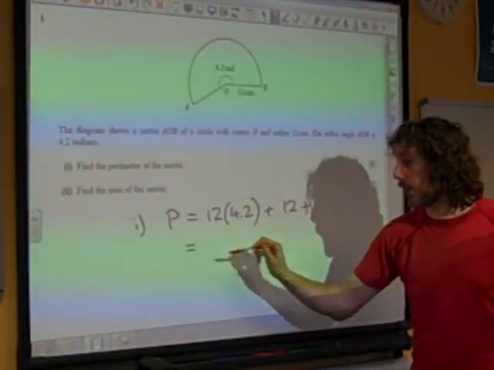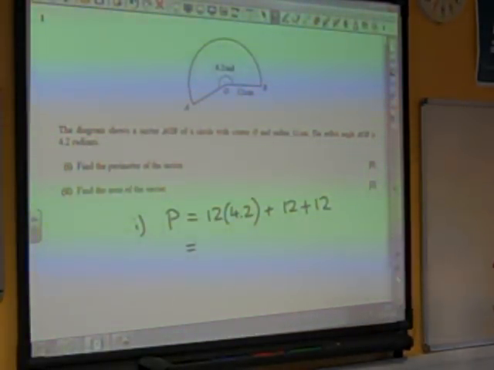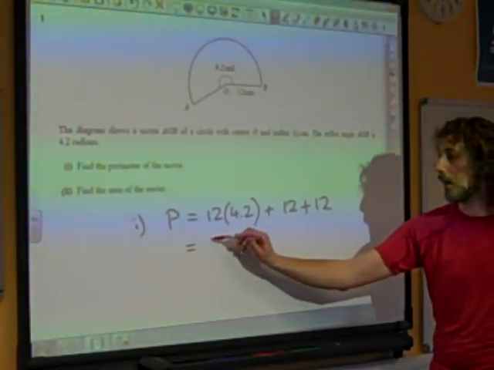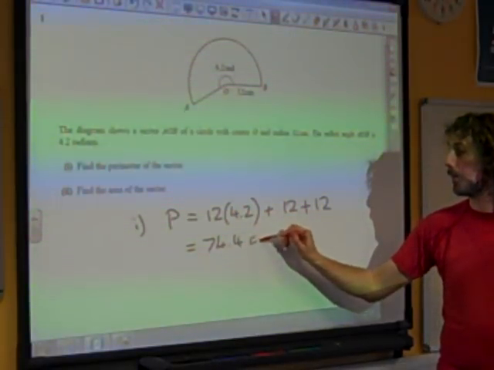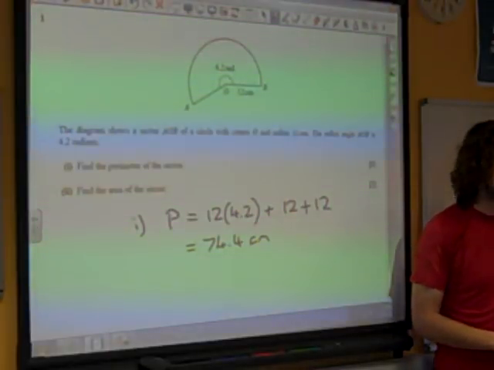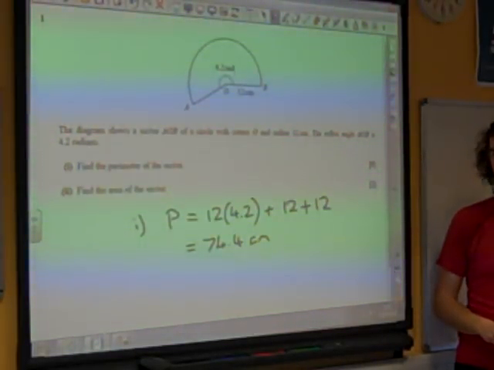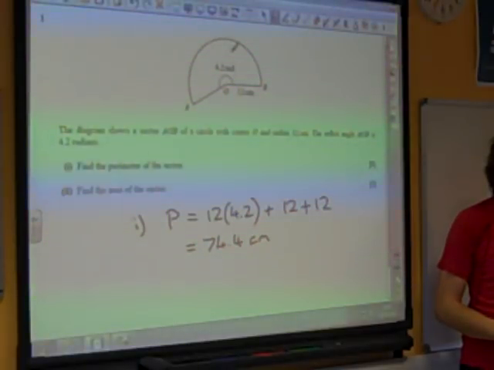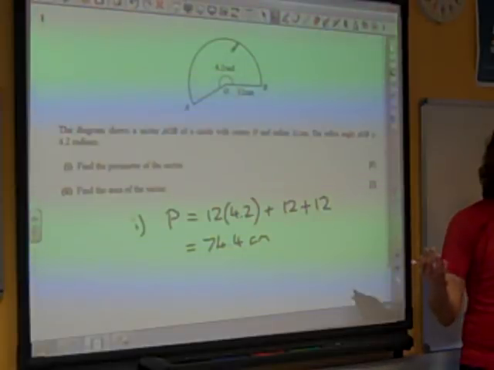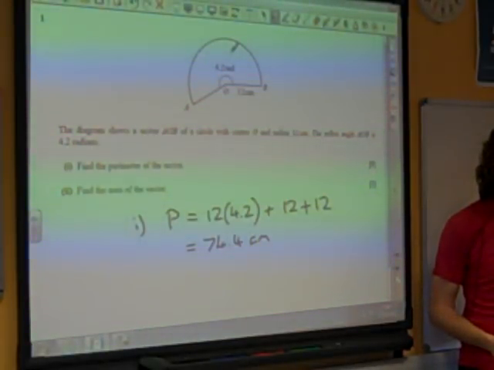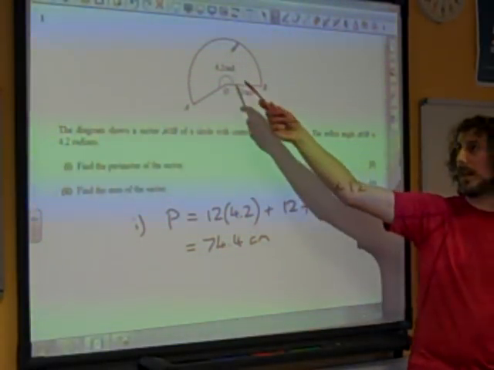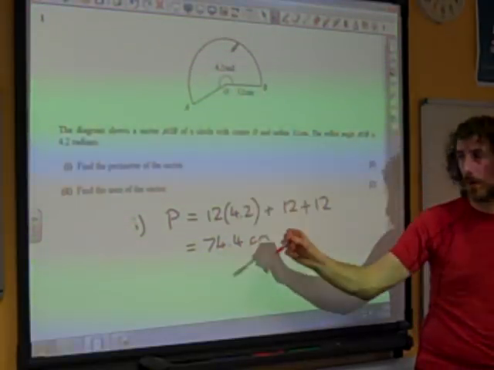And that, I think I've done this earlier, gives us 74.4 centimetres. There we go. That seems like an awfully easy 3 marks to start the paper off, but that's all there was to it. It's just about knowing the formula, isn't it? And knowing that we need this to be in radians, because it is in radians.